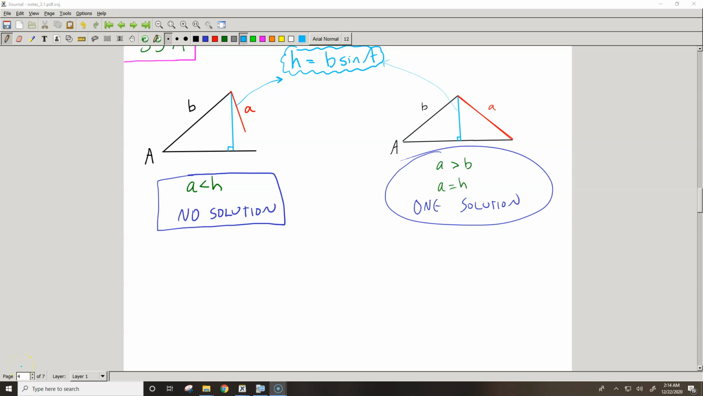All right, and our last case for SSA is if we have two solutions. So this is the true ambiguous case. Two solutions is going to happen if we have an angle A, same kind of setup. So we have angle A, and this bottom side length I'm going to extend kind of far, because we don't know what that side length is going to be. And then we have B here.